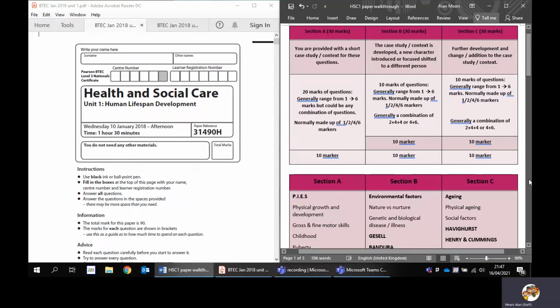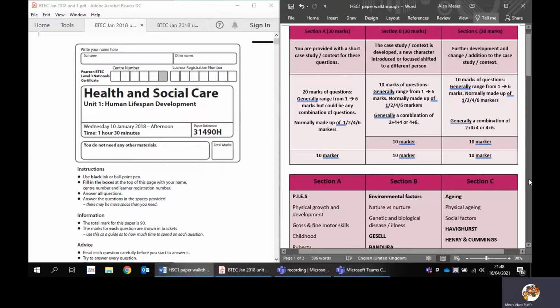In section A, there is 20 marks worth of questions that can range from 1 markers up to 6 markers. So it could be any combination, 1, 2, 4, 6, any combination of question there. And then you're presented with a 10 marker at the end. Section B has 10 marks of this kind of random combination, 1 through 6 markers. The general combination is normally 2, 4, 4, or 4 and 6. And then you'll have 2 10 markers.